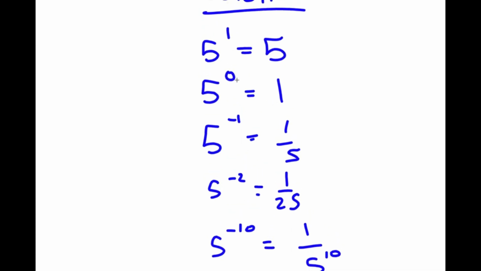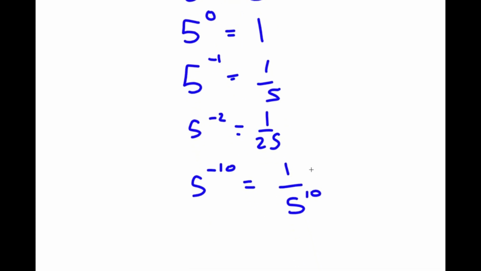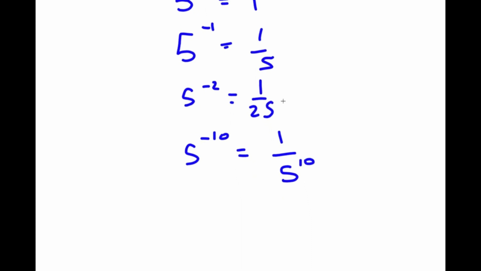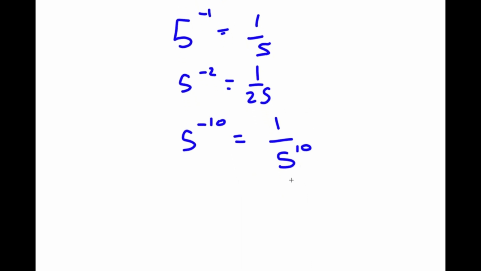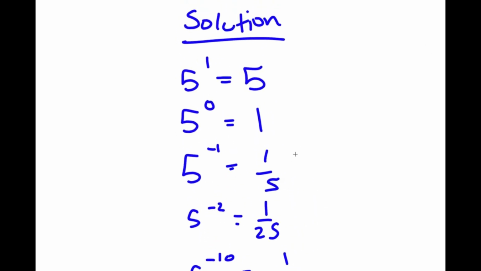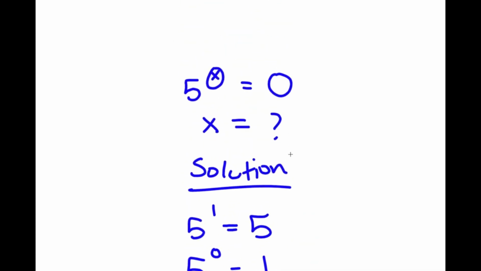So you see, as the exponent keeps on decreasing and decreasing, the denominator is approaching infinity, right? But will it ever reach infinity? Well, let's see if we can even find a value of x that makes this equal to 0.